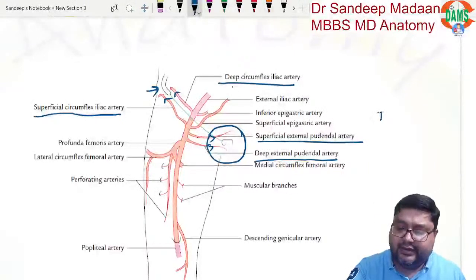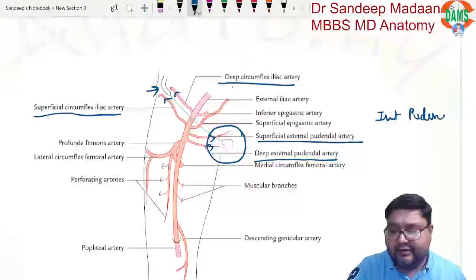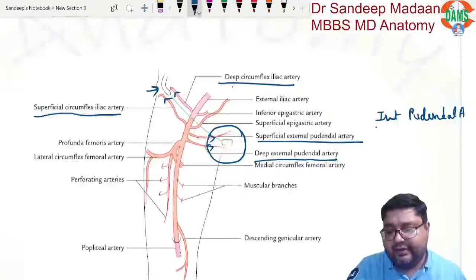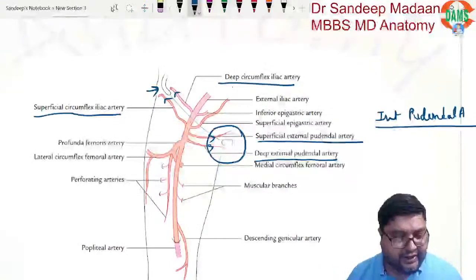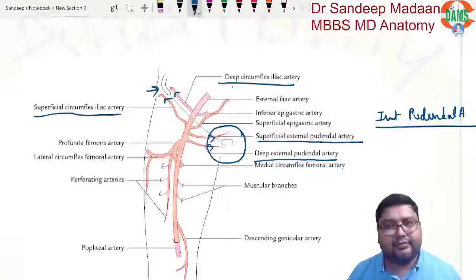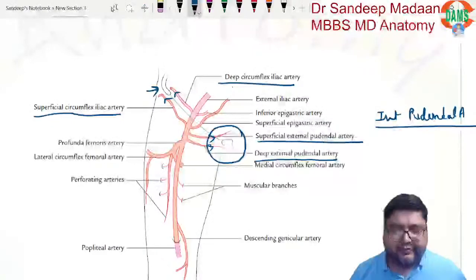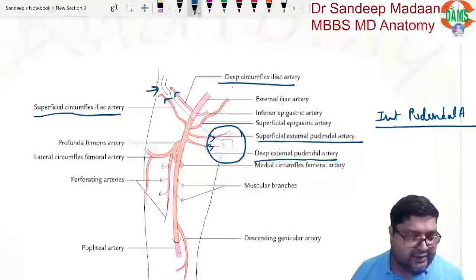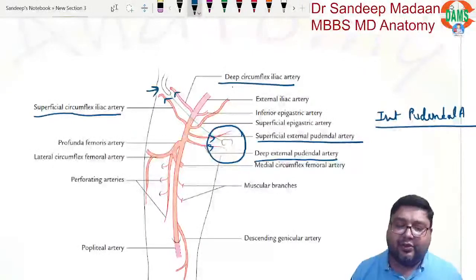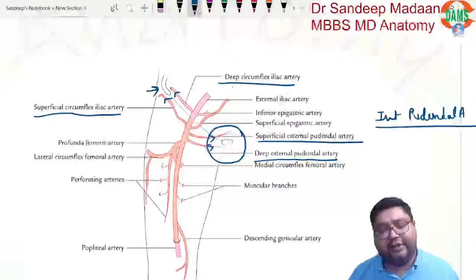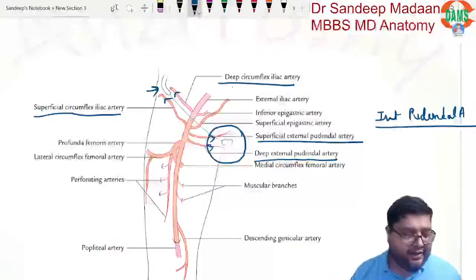Let me see who can answer this. Internal pudendal artery, it's a branch of which artery? Yes, dear friends, internal pudendal artery is a branch of which artery? Suddenly some of the students will think, this is such a nice flow, we are in the femoral triangle, talking about the front of the thigh, where did the pudendal artery come from?